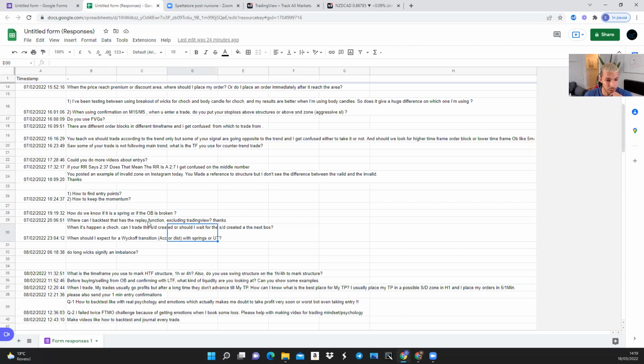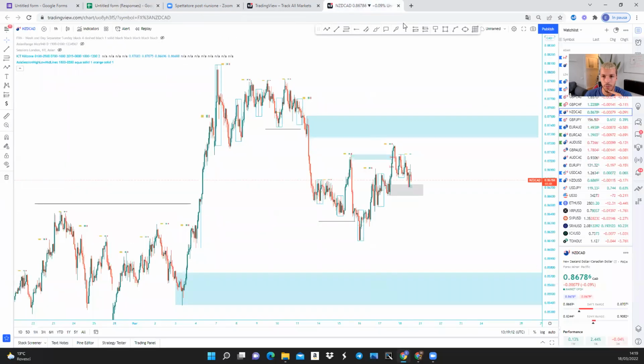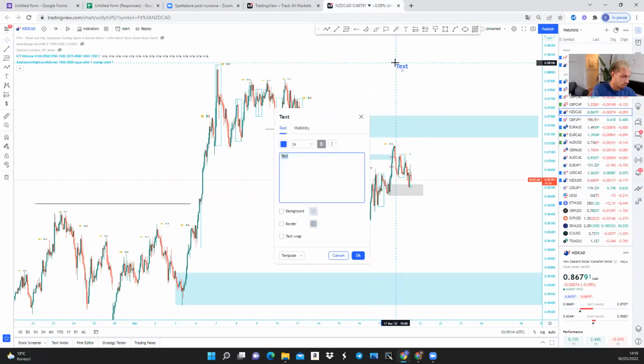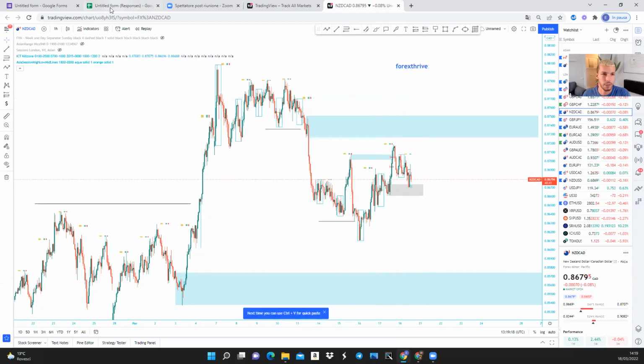Where can I backtest? The replay function on TradingView. If you don't want TradingView, forextrive.com. Let me tell you. Forextrive. All right.